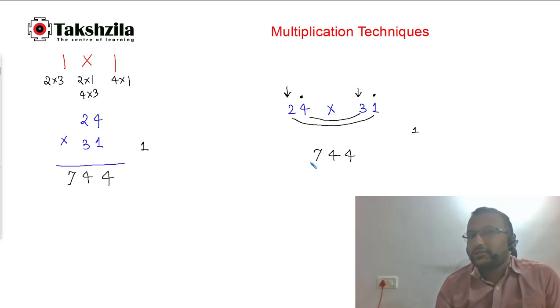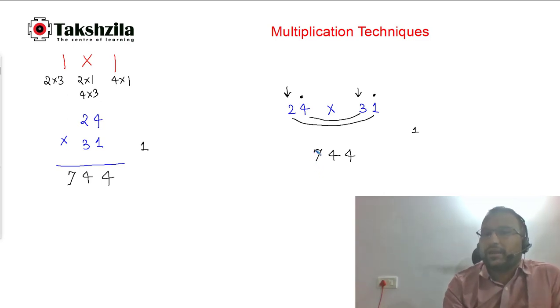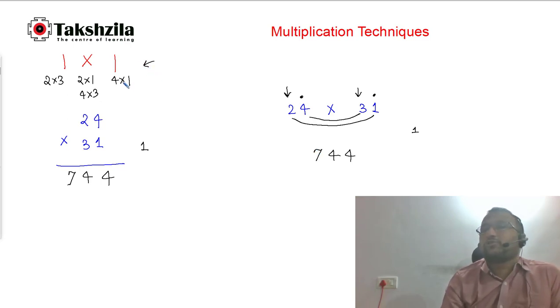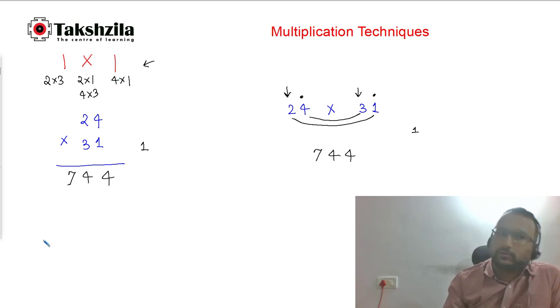So you need to practice both approaches, the vertical approach as well as the horizontal approach. Every time you are not supposed to draw like this. You need to do this calculation in your mind. How? Let's have a look at one more example. Let's take now, I want to multiply 57 into 64.